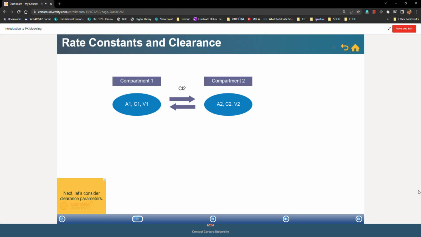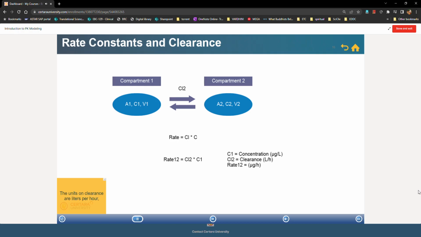Next, let's consider clearance parameters. The clearance can be bidirectional. For example, here we have CL2, which describes the transport between compartments 1 and 2 in either direction. To determine a rate, we multiply the clearance by the concentration in the originating compartment. For example, the rate from compartment 1 to compartment 2, going to the right in the diagram, is CL2 times C1.